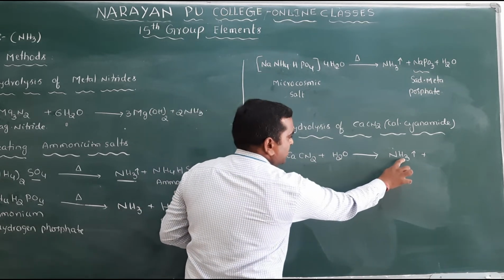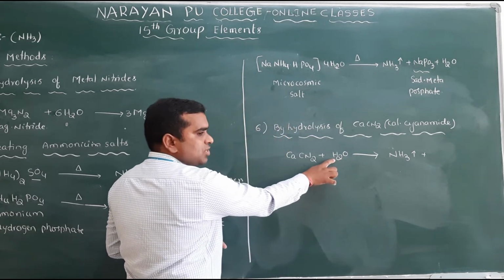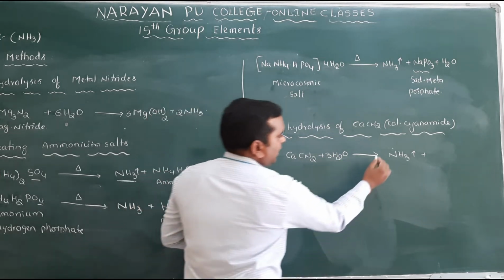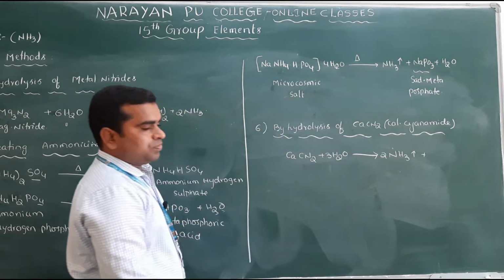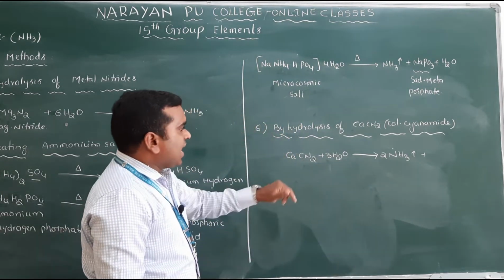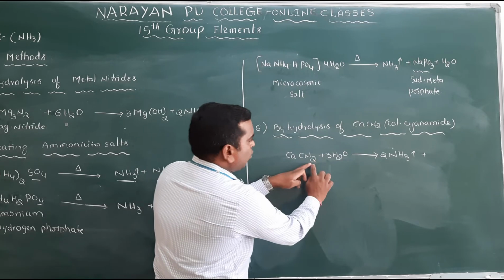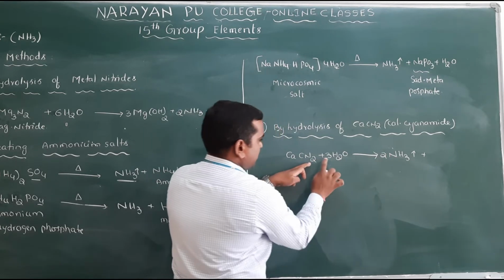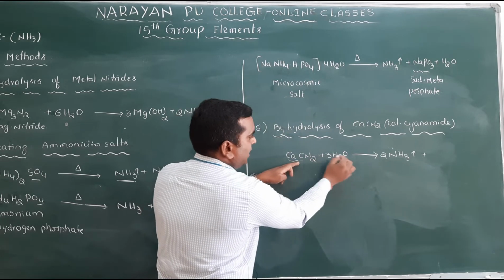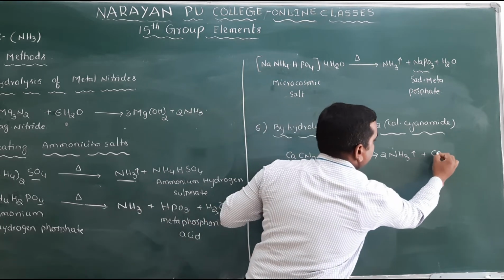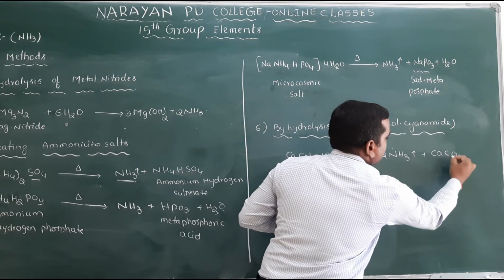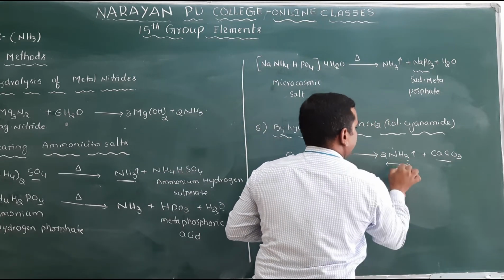See now, here how many hydrogens are there? 3 hydrogens. But here how many hydrogens are there? 2. So to balance, I will multiply this with 3 and this with 2. Then here 6 hydrogens, 6 hydrogens. Hydrogens are balanced. Next, 2 nitrogens here and 2 nitrogens here. Remaining is CaC and oxygens. How many oxygens are left? 3. So that's why calcium carbonate. So this is what it is here.